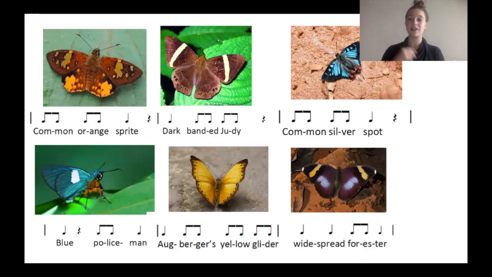Your steady beat is right here, and you are just reading the words. So 1, 2, here we go. Common orange stripe. Dark banded Judy. Common silver spot. Blue. Policeman. Og burgers, yellow glider, widespread forester. Now, one more time without saying, but clapping the beats. So 1, 2, here we go.